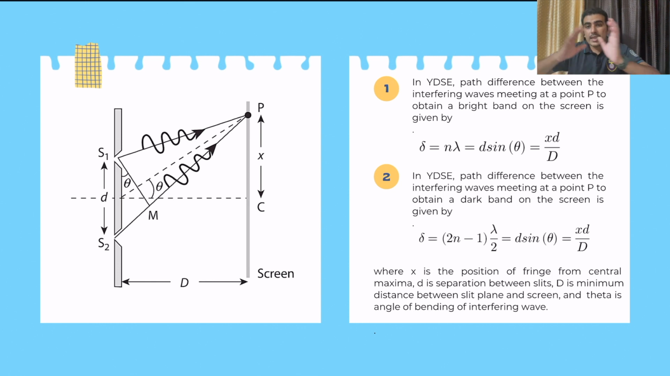Once again, the remaining part is basically the same, which is d sin theta equal to x d over D, and that way you can also calculate the angular position towards the secondary minima, as well as the linear width or the linear position towards the secondary minima. So these are the conditions for bright band and dark band respectively.